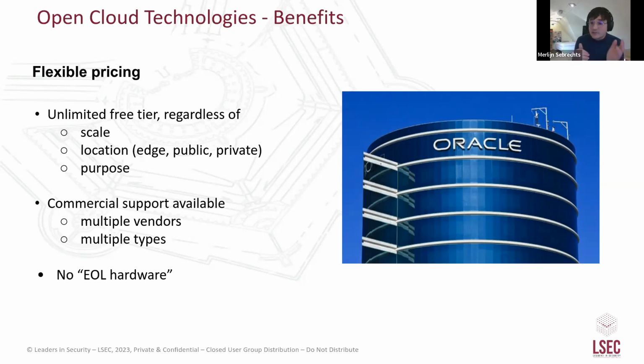Regardless. Same with location. If you have a cloud application and you suddenly want to bring this application to the edge, on hardware in users' homes, it doesn't matter, because the free tier is unlimited regardless of where you run it, and also regardless of what purpose you run it for. And then there is commercial support available for this open cloud technology, if that is what your company wants. So that's what I mean by flexible. There is this unlimited free tier that gives you a lot of flexibility in where to use it.